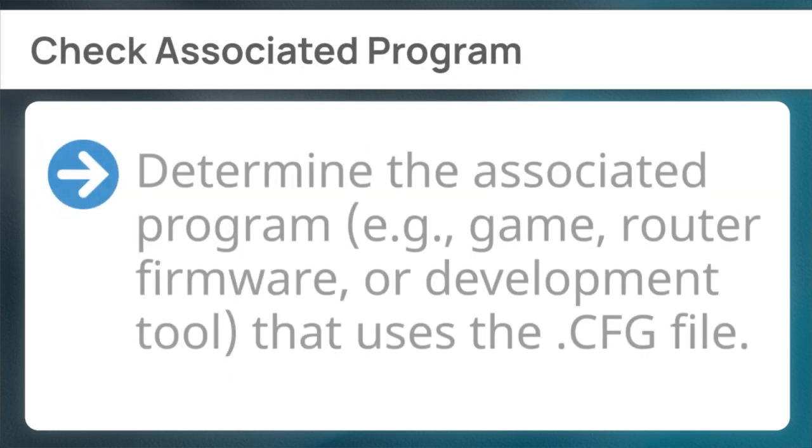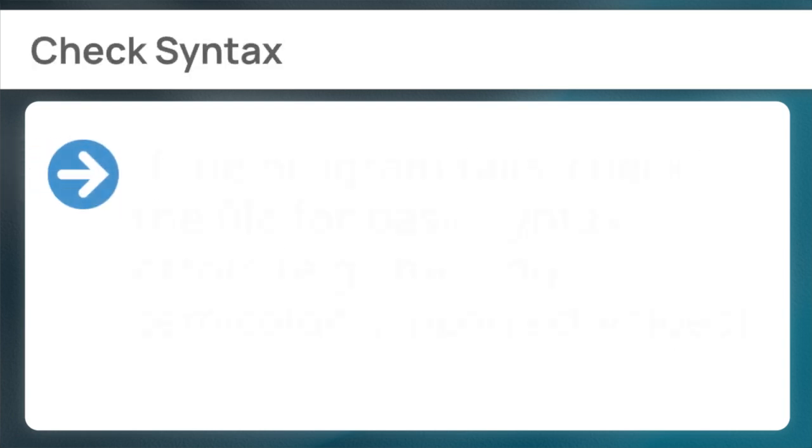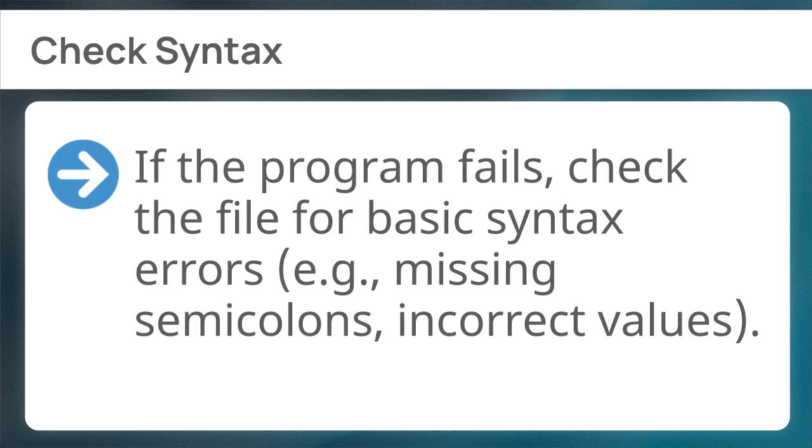Next, check the associated program. Determine the associated program, e.g. game, router firmware, or development tool, that uses the CFG file. Finally, check syntax. If the program fails, check the file for basic syntax errors, e.g.